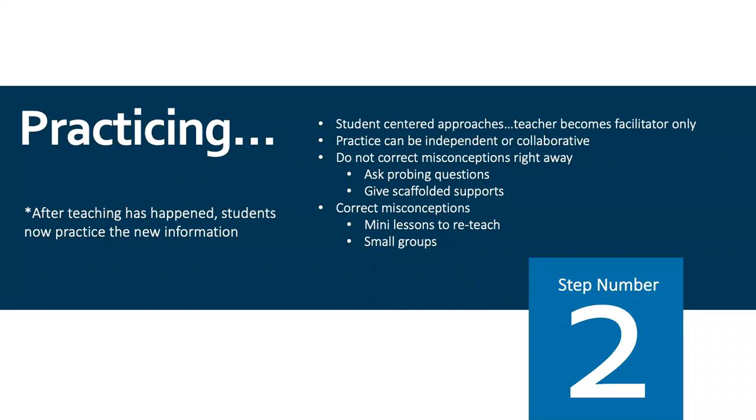Practice can happen both independently or collaboratively. Typically, what we suggest during practice is we don't want to correct misconceptions immediately. If a kid does something, they struggle, and you say, nope, that's wrong, that's not the best way to handle practicing. Instead, we would want to ask some probing questions. We want to give them scaffolded support. We want to guide them to a different thought or idea. And then we say, yes, now you understand, and they correct that misconception they had.